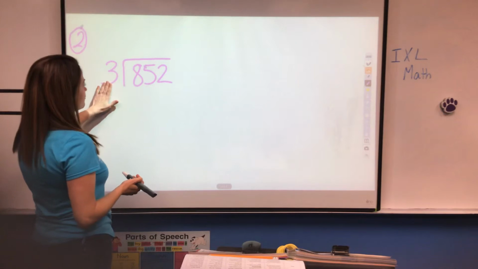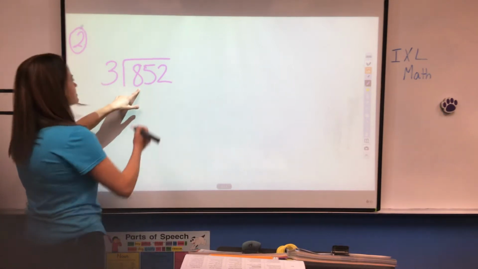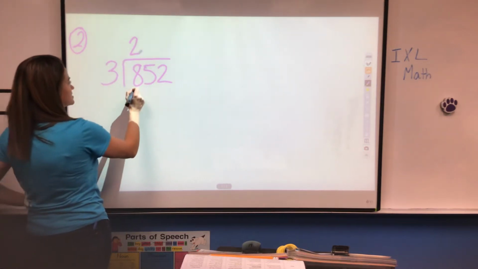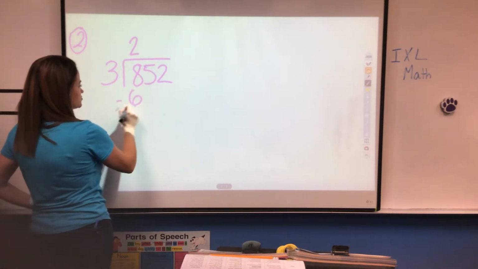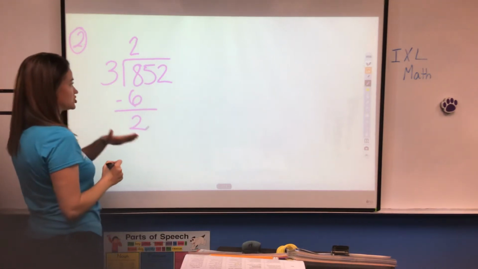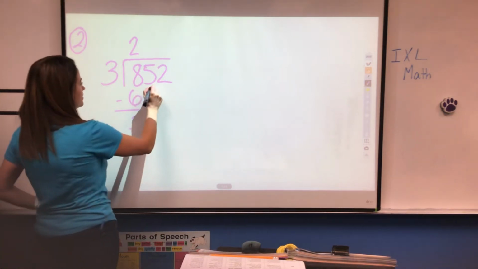We're first gonna, don't forget we're working from left to right, so we need to say, can 3 be divided into 8? Yes, it can. It can go 2 times. 2 times 3 is 6. Subtract that. 8 minus 6 is 2. I check, does 3 go into 2? No, it does not. I need to bring down my next number.